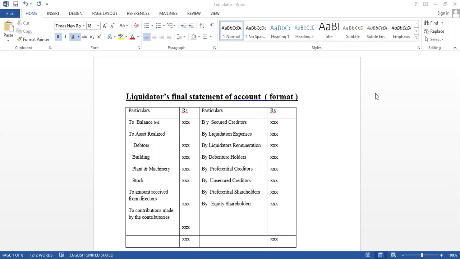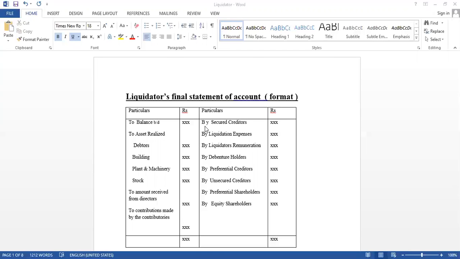The next item is "To amount received from directors," which is any amount the concern received from the directors. Then "To contribution made by the contributories," that means the amount received from the shareholders.